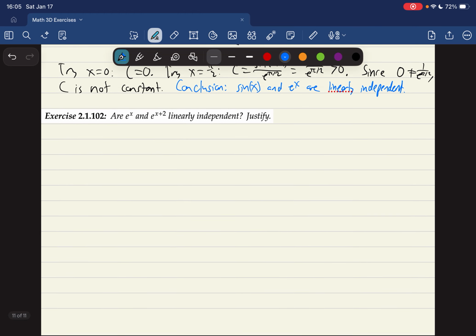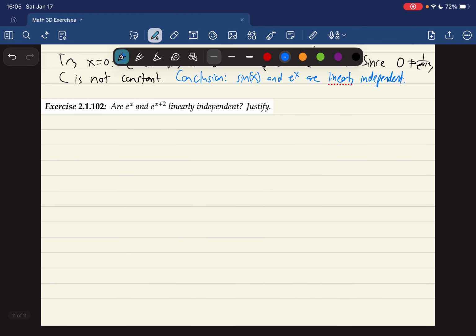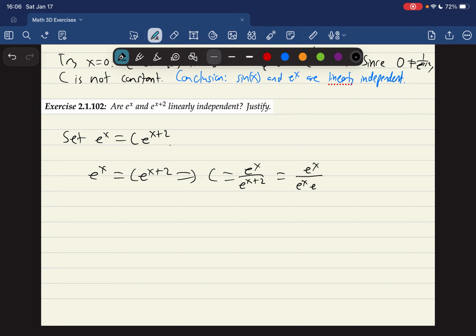What about these next two functions, e to the x and e to the x plus 2? Well, same thing. We're going to set one of our functions equal to some c times the other function. So I'm going to do it like this. And solving for c, we get that c is equal to e to the x all over e to the x plus 2. And we can simplify this by using properties of exponentials. So the bottom becomes e to the x times e to the 2, and this is 1 over e to the 2.